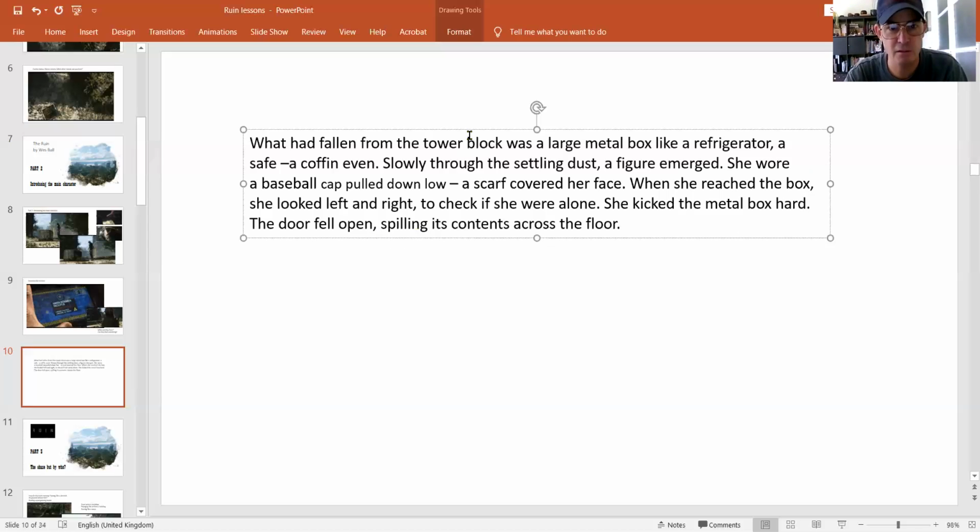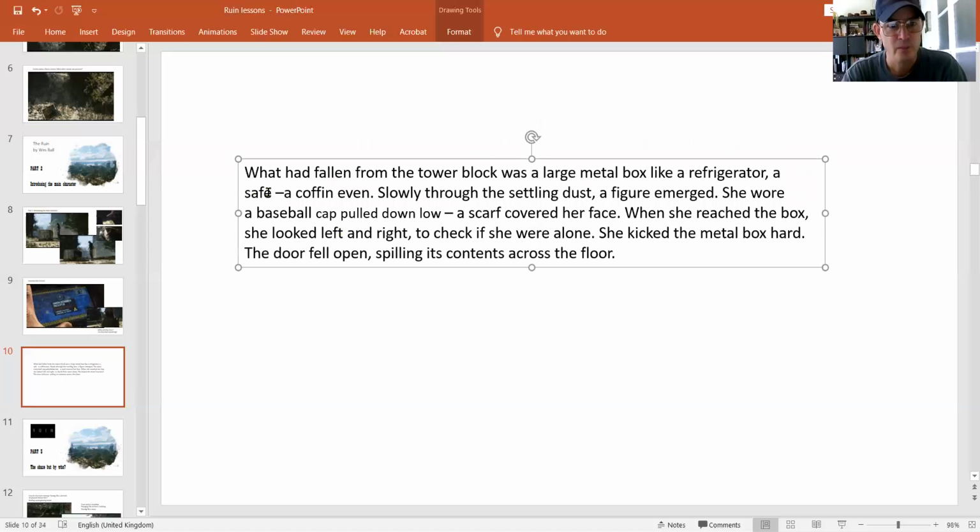Let's have a quick read of that. I think I'm a little bit more happy with that. What had fallen from the tower block was a large metal box like a refrigerator, a safe, a coffin even. Slowly through the settling dust, a figure emerged. She wore a baseball cap pulled down low, a scarf covered her face. When she reached the box, she looked left and right to check if she were alone. She kicked the metal box hard. The door fell open, spilling its contents across the floor.